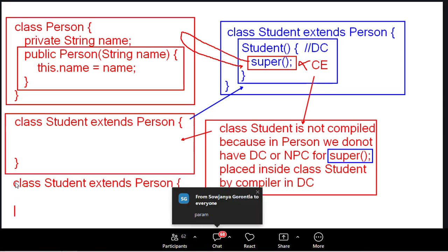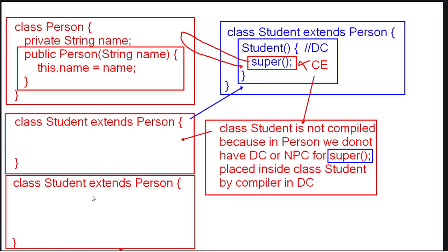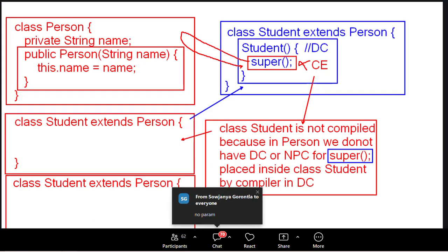In this class, check which super call is available. If it is an empty class, which super call is available? Non-parameterized super call. Immediately go and choose compile time error.